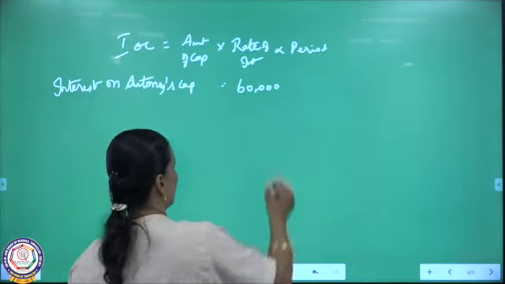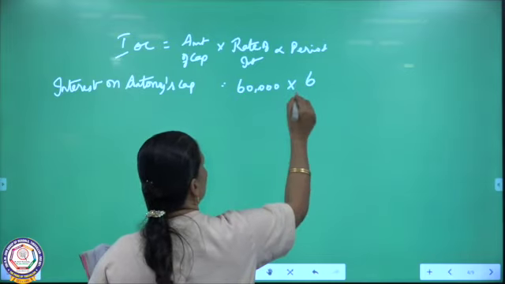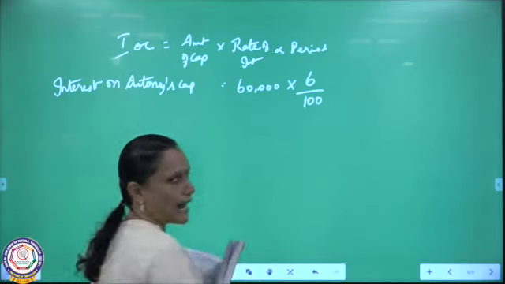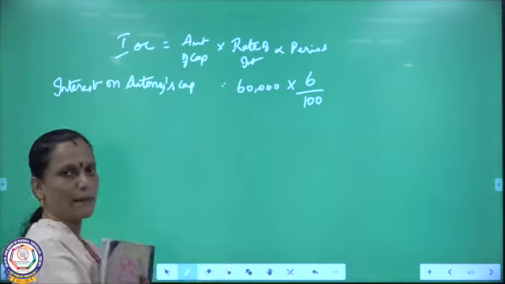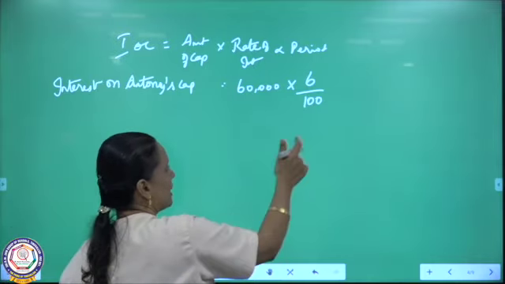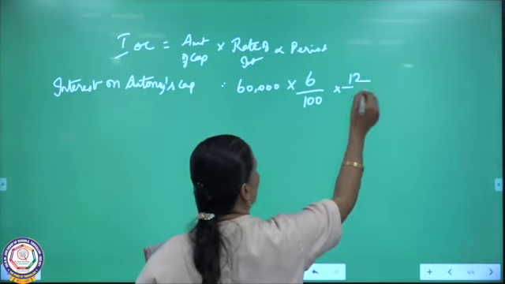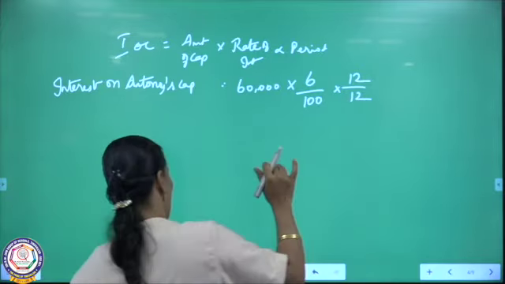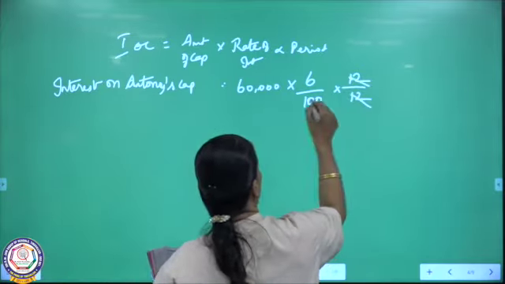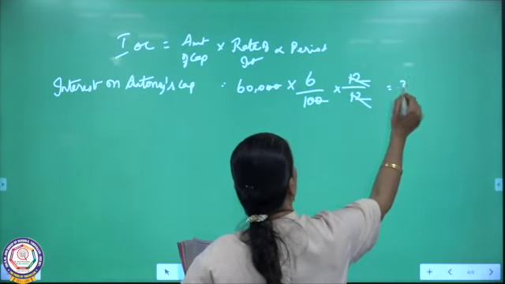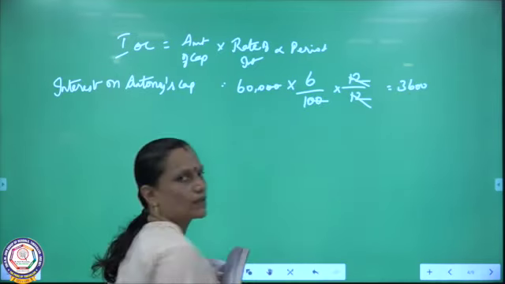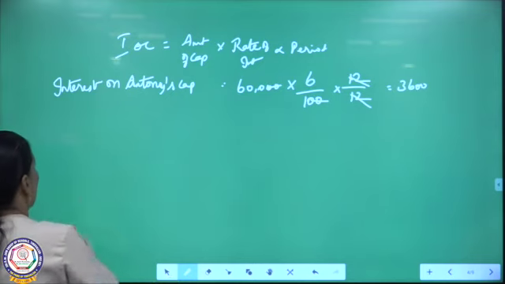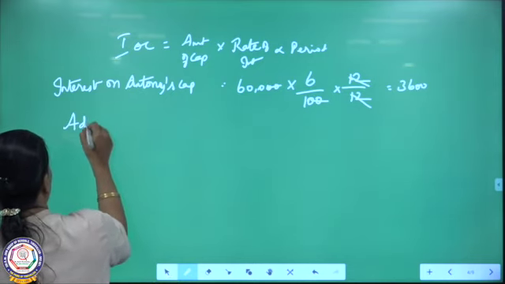60,000 and then 6 by 100, 6% per annum. This is opening capital, so opening capital we have to calculate for the full year. So, how much we got? 0, 0 cancel, 0, 0 cancel, 3,600. Okay, children. Next, additional capital.